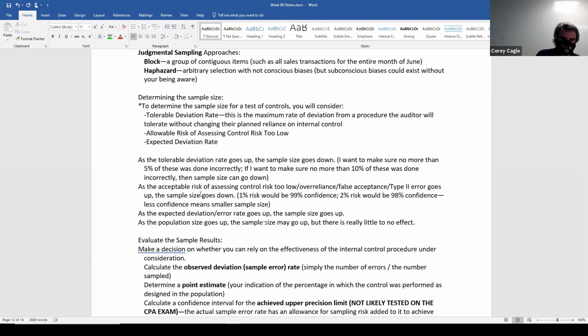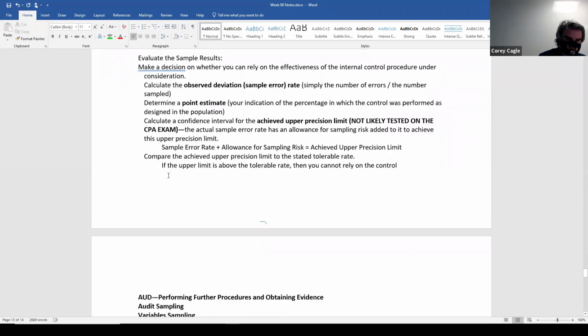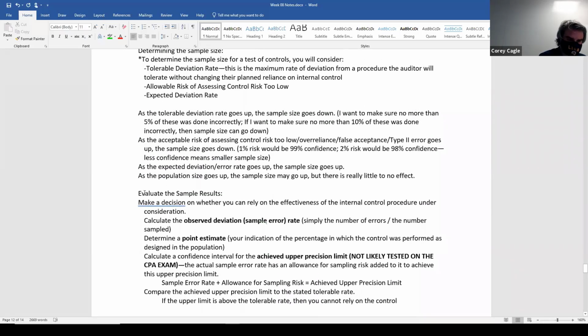The good thing about everything we're about to say is that it really carries on conceptually into variable sampling too. So we don't have to revisit it again so much. Different terms for it, but it's really the same general idea. So the thing that you need to know is, as these go up, as these go down, what does that do to your sample size? That's good stuff to know.